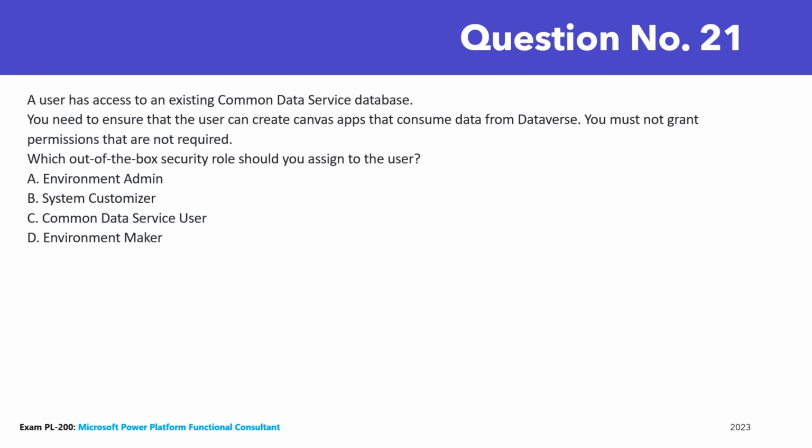A user has access to an existing common data service database. You need to ensure that the user can create Canvas apps that consume data from Dataverse. You must not grant permissions that are not required. Which out-of-the-box security role should you assign to the user? A. Environment admin. B. System customizer. C. Common data service user. D. Environment maker.